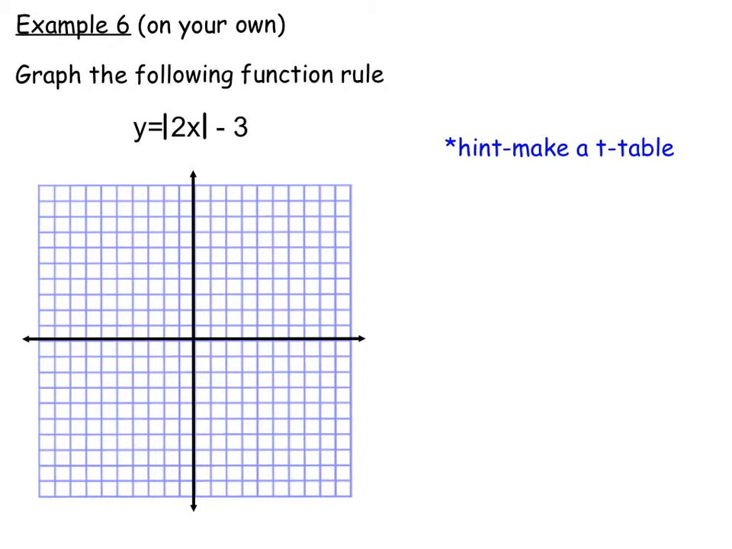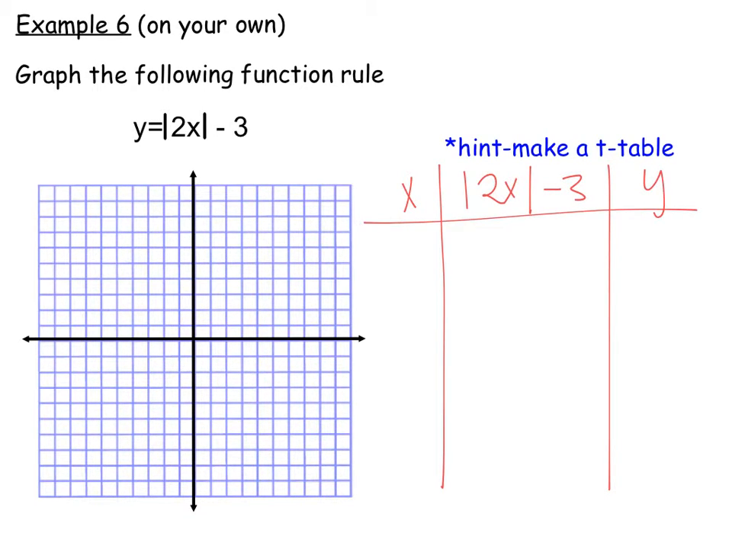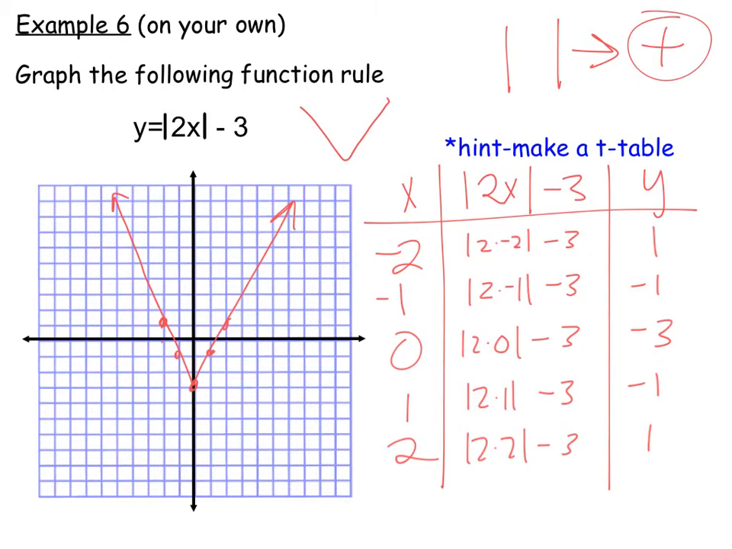So go ahead, try this one on your own. Don't forget to make your t-table. Absolute value of 2x minus 3y. And remember, we want to end up with a V. And also, whatever is absolute value, it will always give you a positive value. Notice in my t-table, I chose some positive, some negative values. I found their y, or their output, put it on my graph, and I ended up with a nice V for my absolute value, and so I graphed it correctly.